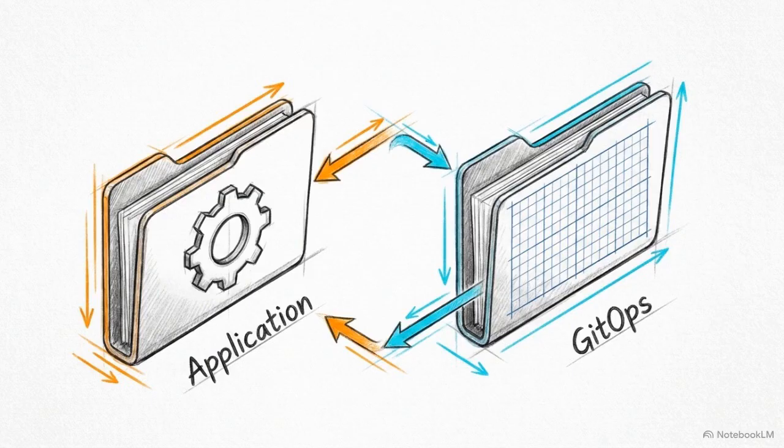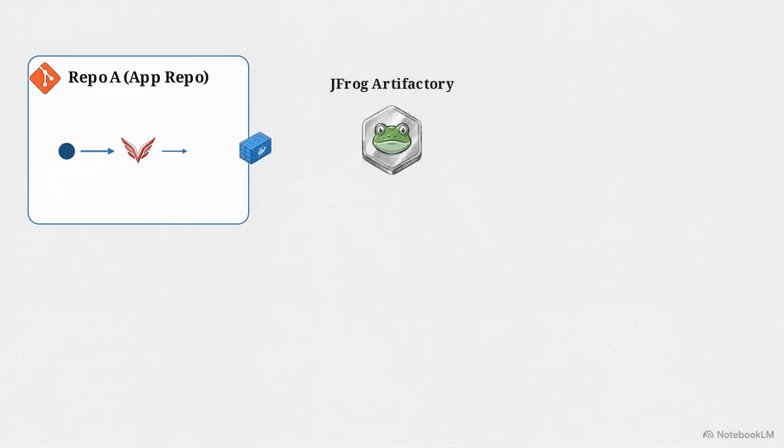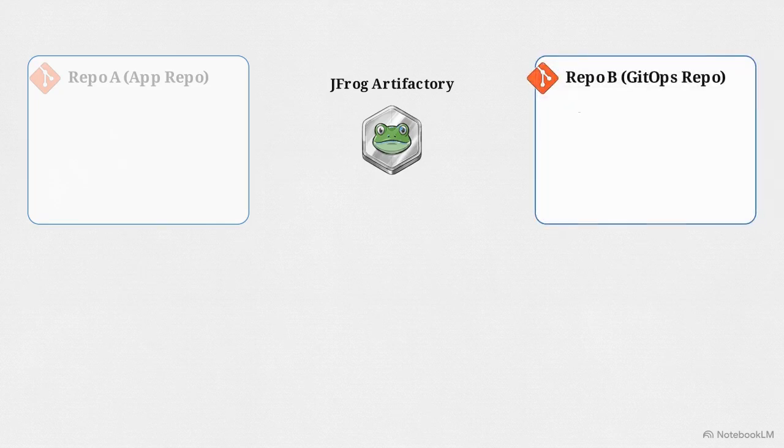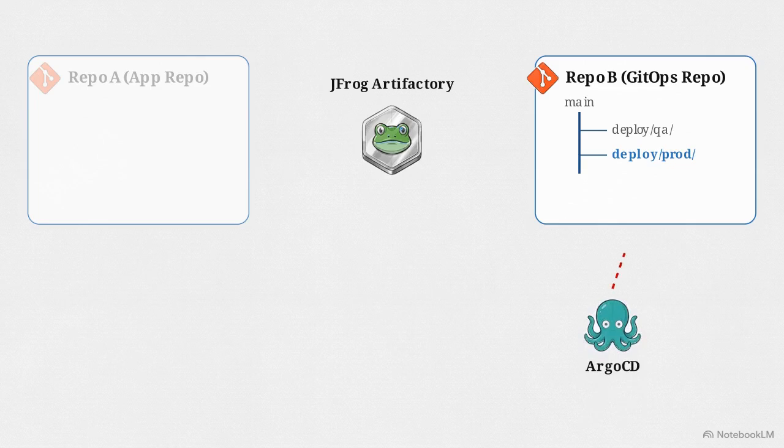To resolve the friction of the monorepo, we use a two-repo strategy. Repo A is the application repository, building the artifact. When code merges, the CI pipeline compiles the Java app, builds the Docker image, and pushes it to JFrog Artifactory. It contains no environment information. Once in the registry, Repo A's job is done. Repo B is the GitOps deployment repository. It contains no Java code, only deployment manifests in environment-specific directories on one main branch.